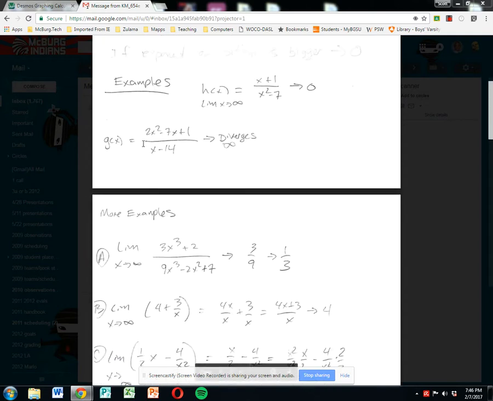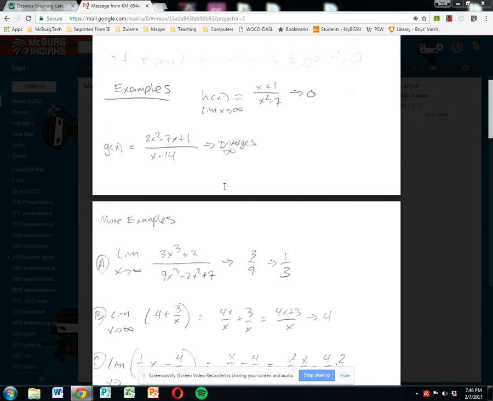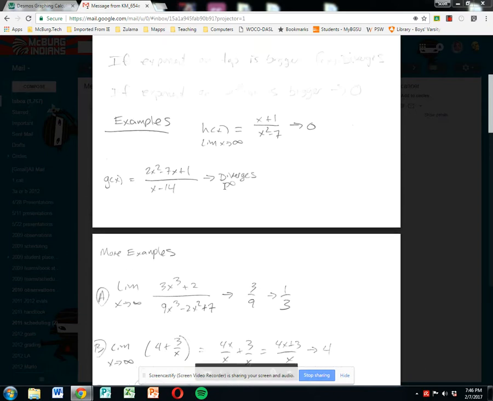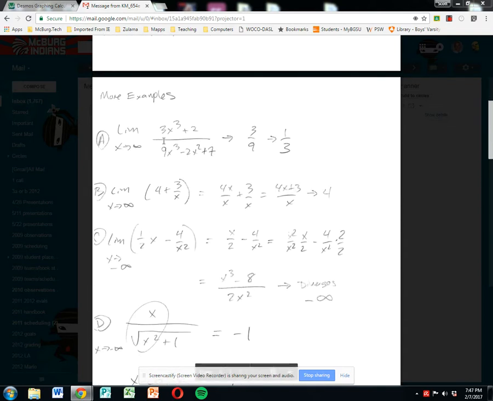Here, g of x. Numerator's highest exponent, the degree is 2. Bottom's degree is 1. Therefore, this thing diverges since the numerator's exponent is larger. It diverges to infinity in this particular case. Okay? Unless, of course, I checked it at negative infinity, in which case I think it would go down to negative infinity because the top would still be positive, but the bottom would turn negative. Okay? A couple other examples.